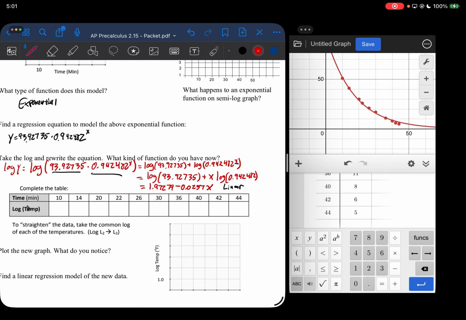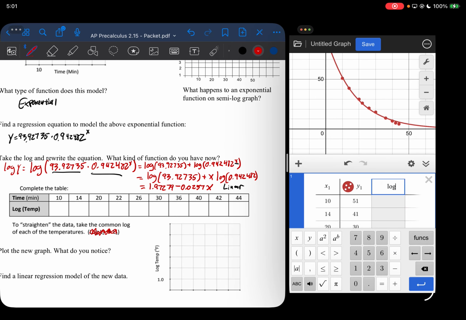Now, we want to complete this table. Now, to make this easy, we're not going to use what they did, because that's using a TI graphing calculator. So how do I straighten the data? So what I'm going to do over here is, in Desmos, I'm going to type in log, parentheses, always got to have parentheses, y1.